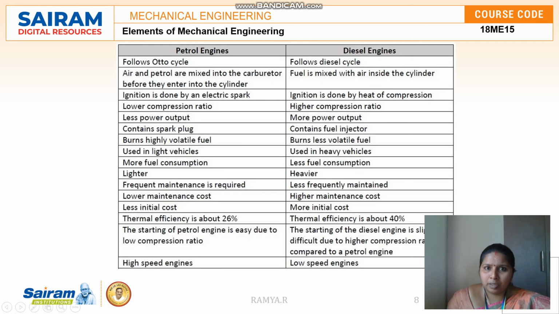The petrol engines are used in lightweight vehicles, whereas diesel engines are used in heavy vehicles. The petrol engine consumes more fuel, whereas the diesel engine consumes less fuel. The petrol engine is lighter in weight and the diesel engine is heavier in weight. Frequent maintenance is required for a petrol engine, whereas less maintenance is required for a diesel engine. The maintenance cost is low for petrol. Maintenance cost is high in a diesel engine.